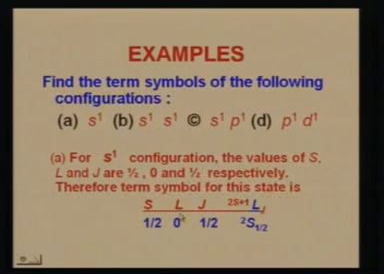And now since L is 0, and for 0 L the corresponding code letter is S, therefore this comes S, and J is half, so we say it 2S1/2 state. So this is the term symbol for this configuration. So all s1 configurations like hydrogen atom, or for that matter alkali metals, also have this same term symbol.